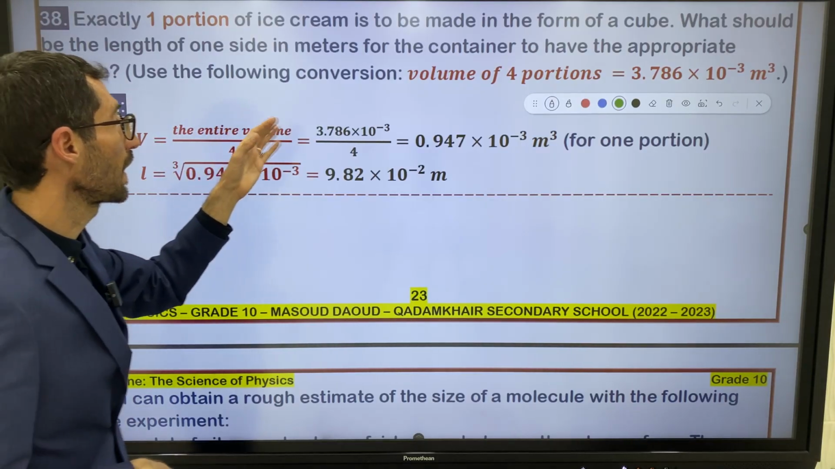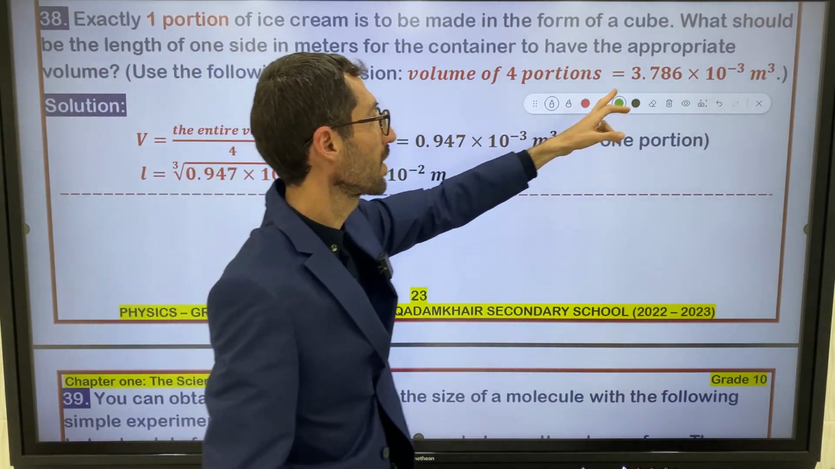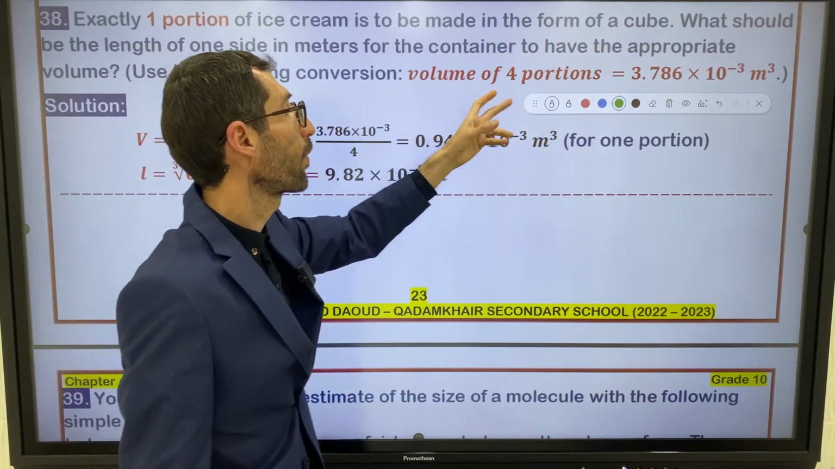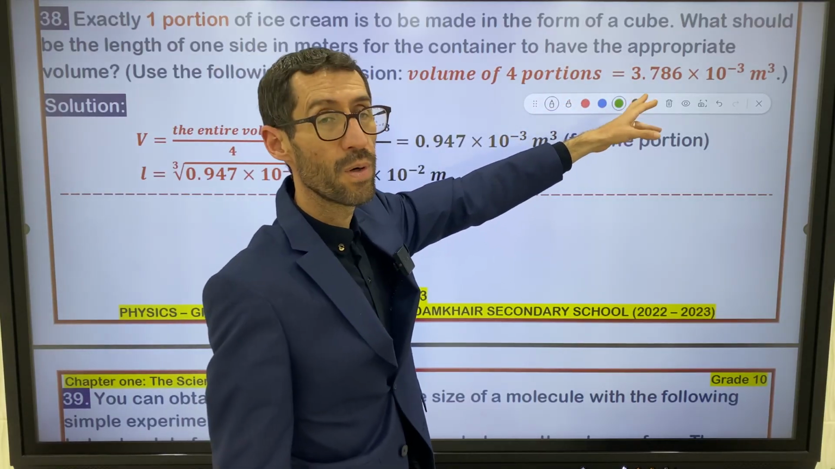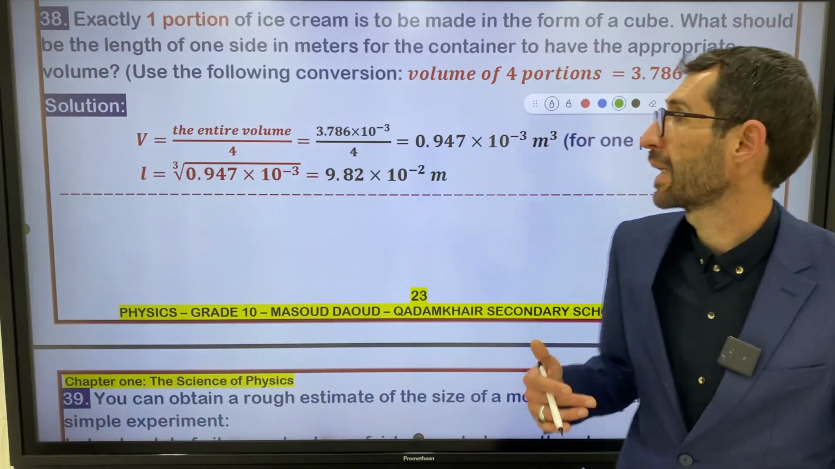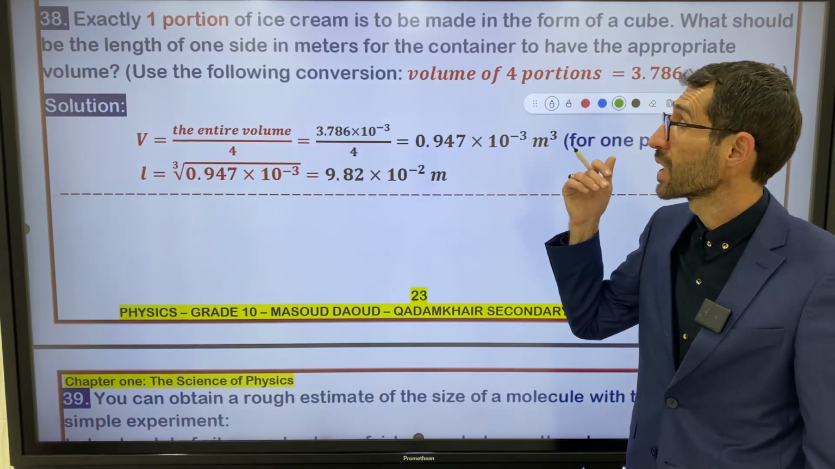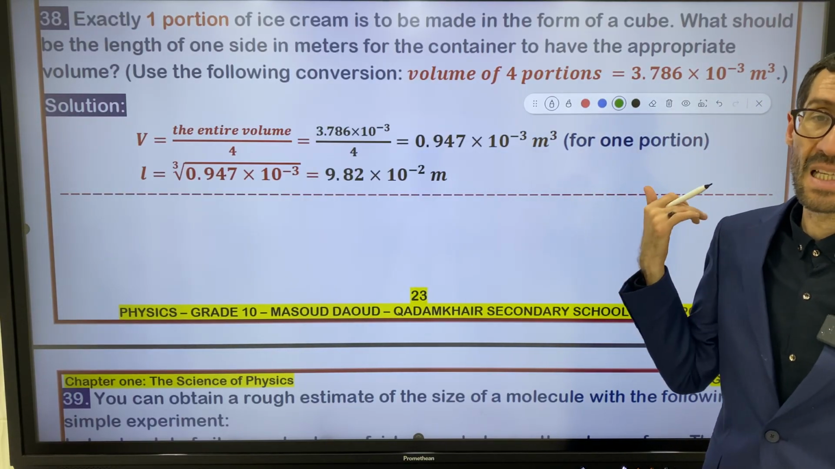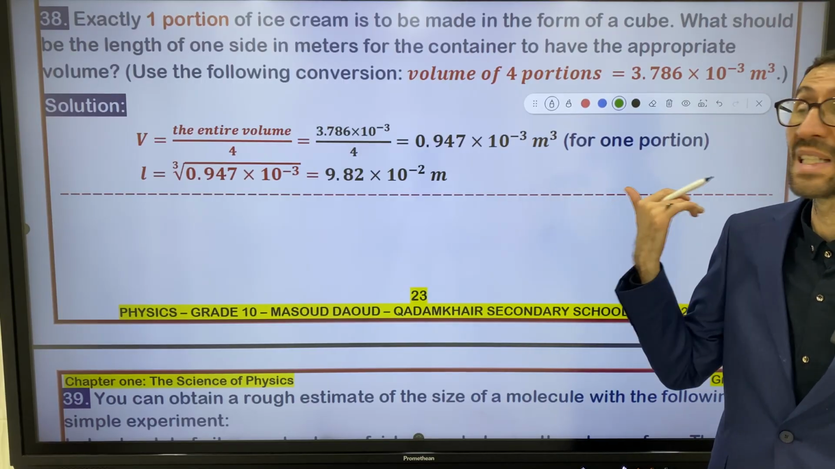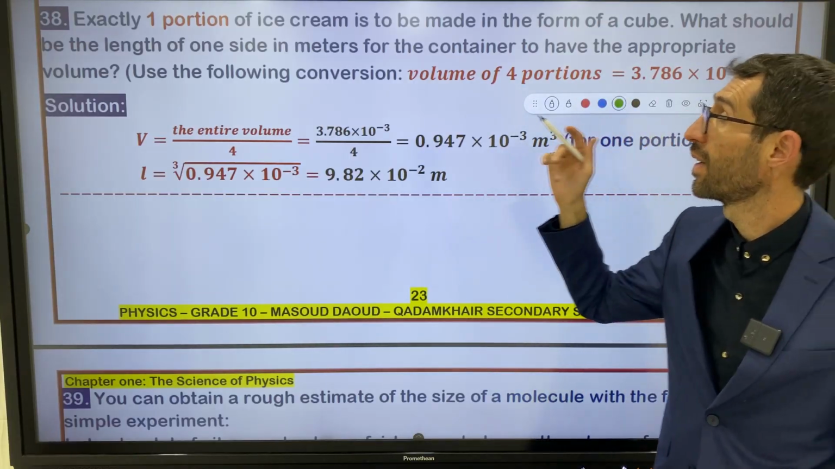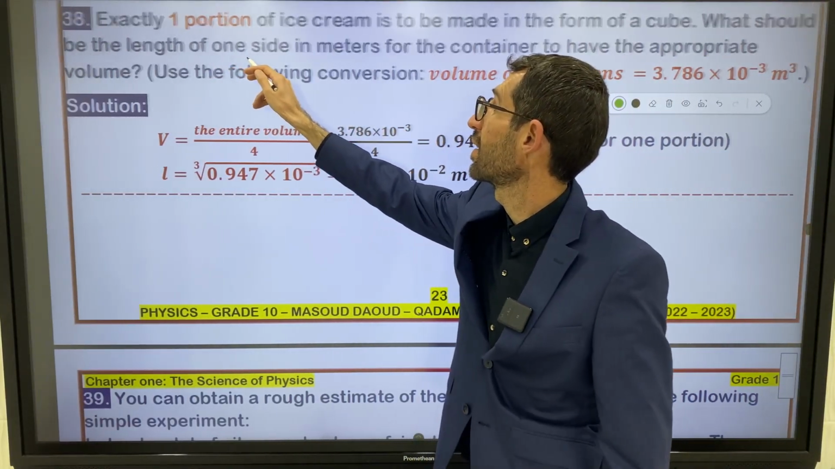Use the following conversion. Volume of 4 portions. It gave it to us, we have this information. Volume of 4 portions is equal to 3.786 multiplied by 10 to the power negative 3 cubic meters, right? So right now, you have to think about the unknown. What do we look for? What do we search for? It says, find the length of one side, right? Find the length of it.